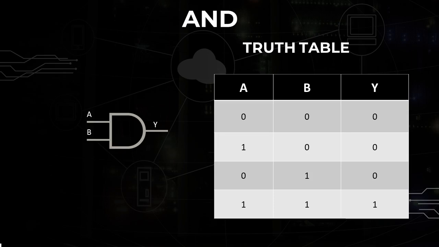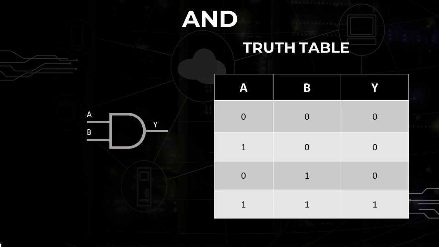Let's explore the AND gate, a fundamental digital logic gate. The AND gate outputs a 1 only if all of its inputs are 1. Otherwise, it outputs 0. Here is the truth table for the AND gate. When both inputs are 0, A is equal to 0, B is equal to 0, the output is 0 because neither input is high.